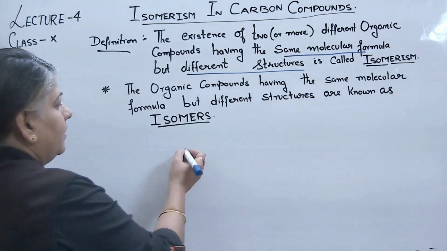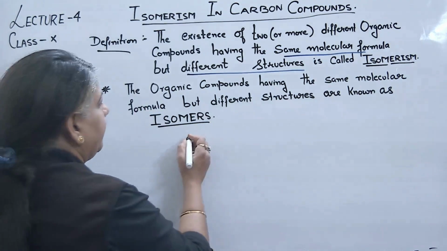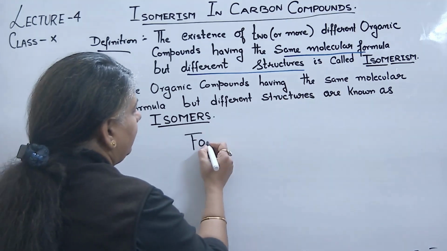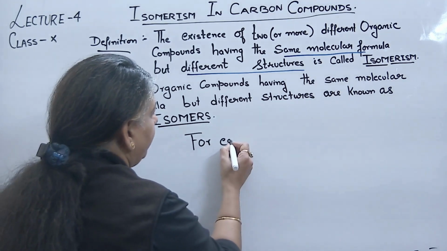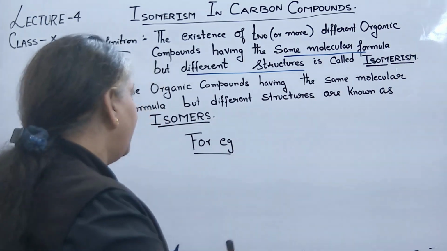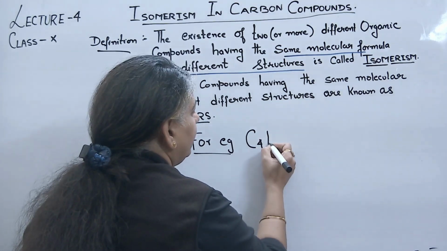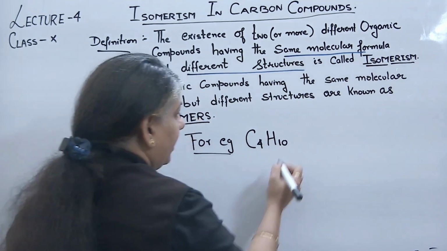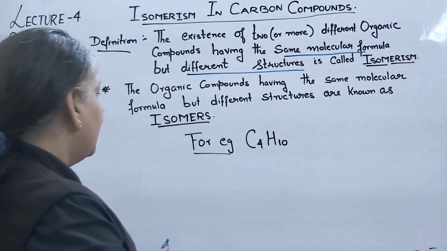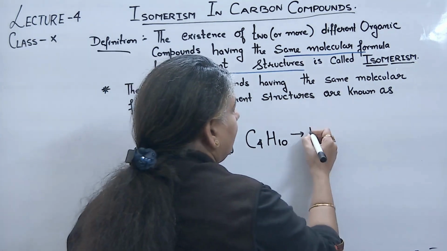Let's take, for example, butane. So this definition can be understood with the help of the organic compound butane. By now you must be knowing how to write the formula: C4H10. See, this is a 4-carbon compound, butane.